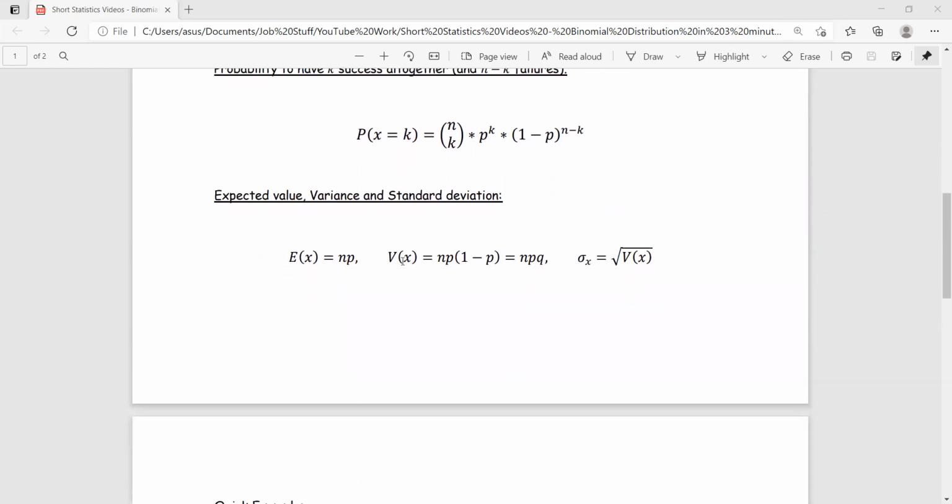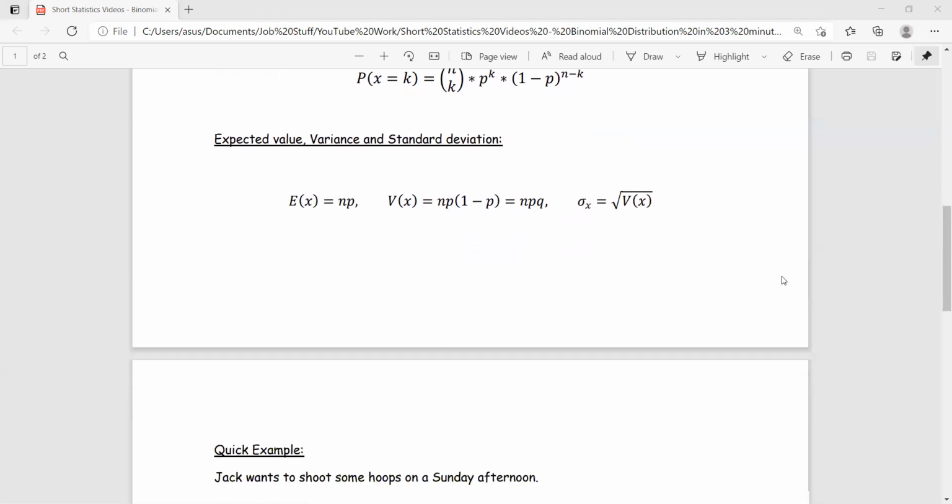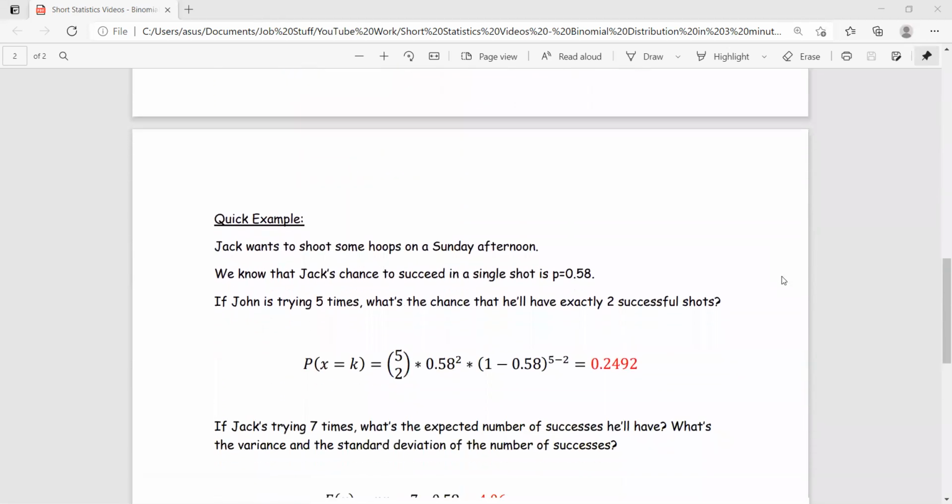p. The variance is defined as n times p times 1 minus p, or n times p times q. And the standard deviation, as usual, is defined as the square root of the variance. Now, let's see a quick example.